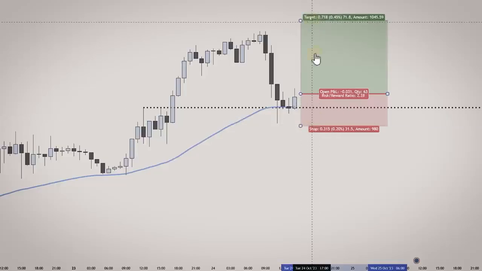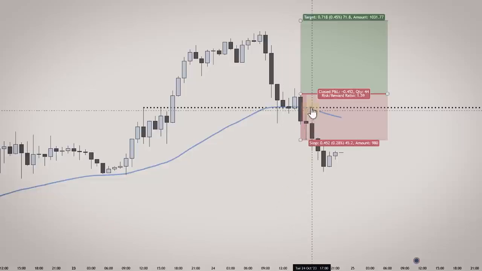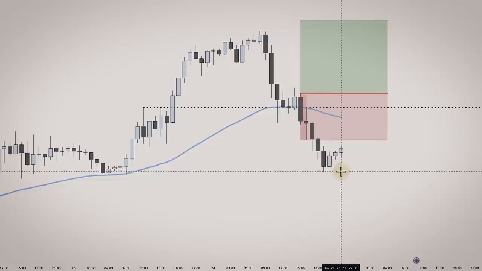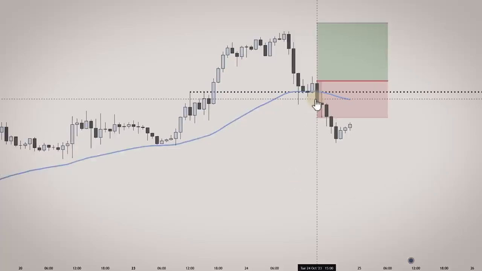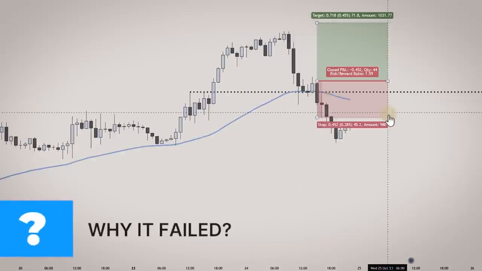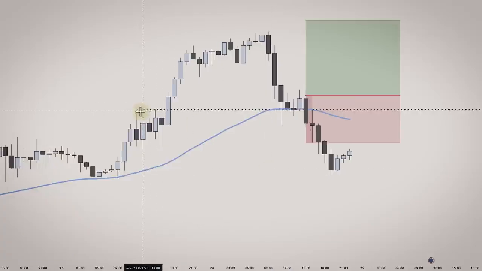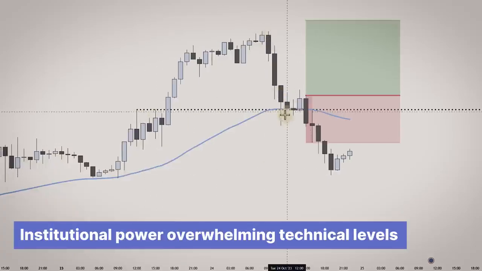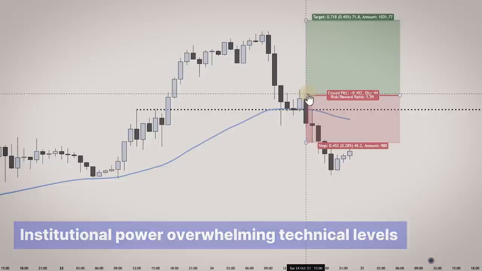No bounce, no respect for the confluence. Price slices right through both the static support and the dynamic support like they weren't even there. You will get those trades. Here's what I learned from many failed trades, which initially looked like perfect signals. Sometimes large institutional orders are placed beyond your levels. When a big bank decides to dump a large position, your technical levels won't stop them.